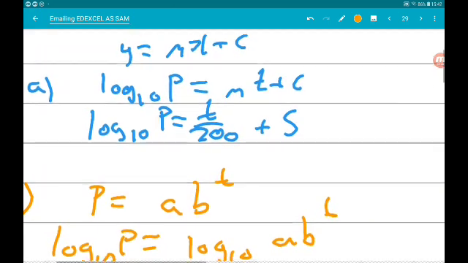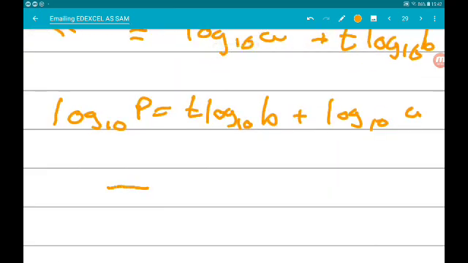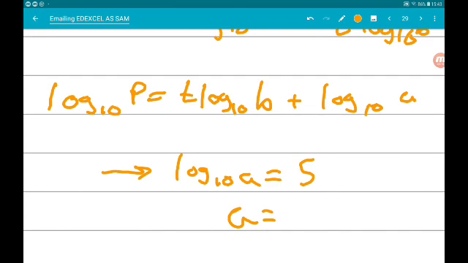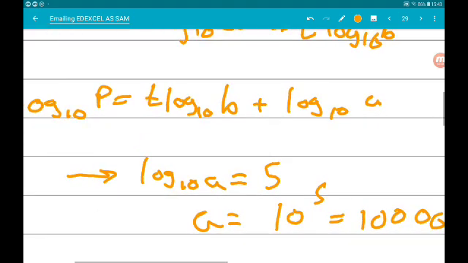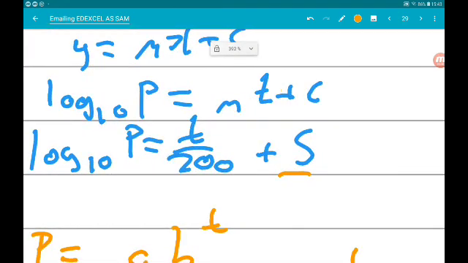So log base 10 of A is 5. Now remember that means 10 to the power of what is equal to A, or A is equal to 10 to the power of 5, which is 100,000. So there's A, and we then know log base 10 of B is 1 over 200.